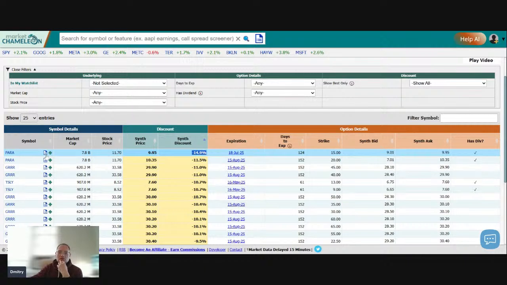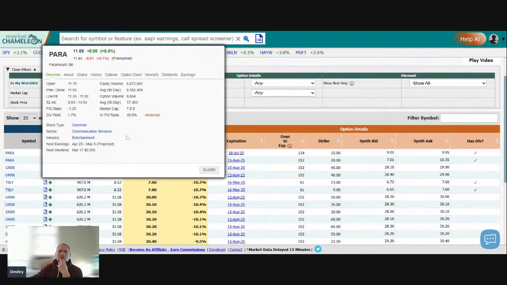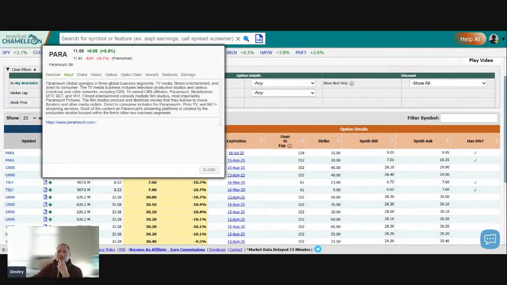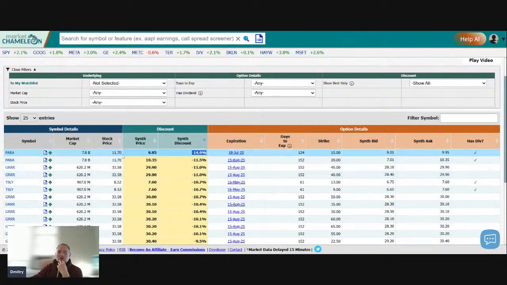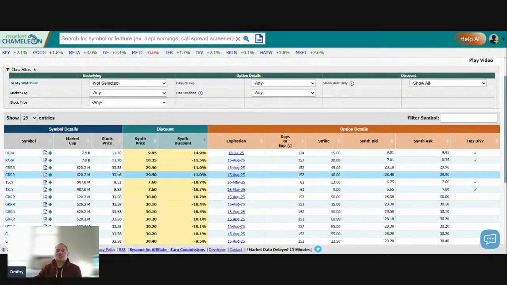If you click on this little info sheet, it'll tell you what the stock is, and you can read about what it does. And this is telling us the following: that the stock price is $11.70.